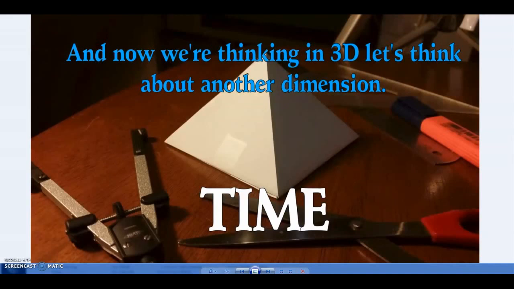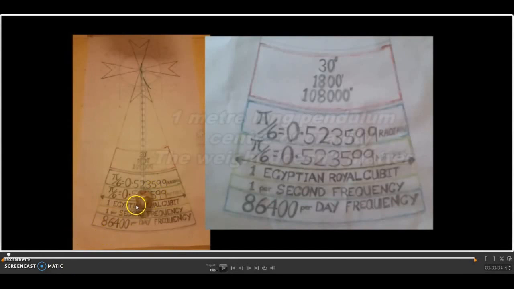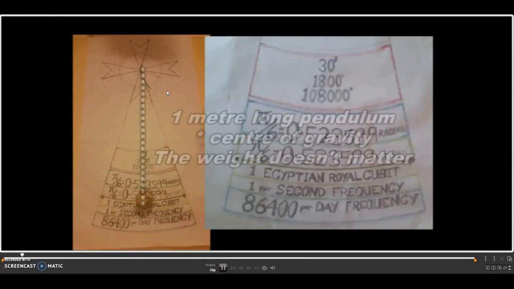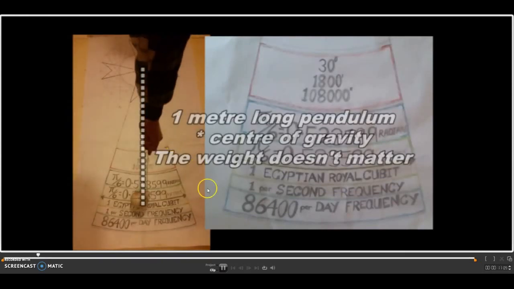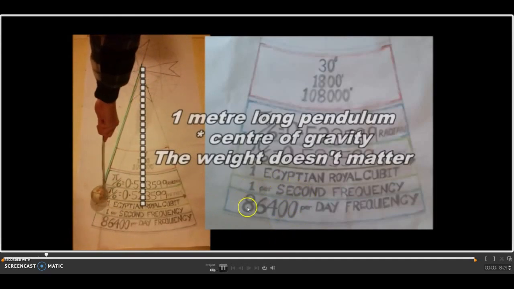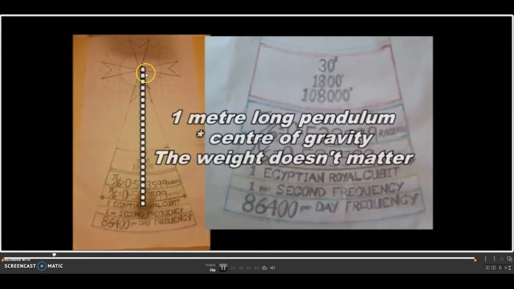And the unit of measure universally accepted to be used at the Great Pyramid is the Old Kingdom Egyptian Royal Cubit, which is pi over 6 meters, so 0.5236 meters. And why is that relevant to time? Well, the cubit and the second, with 86,400 seconds per day, is vital in understanding this, because it's been done for quite some time.